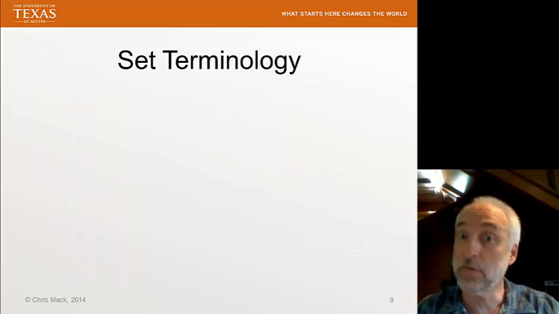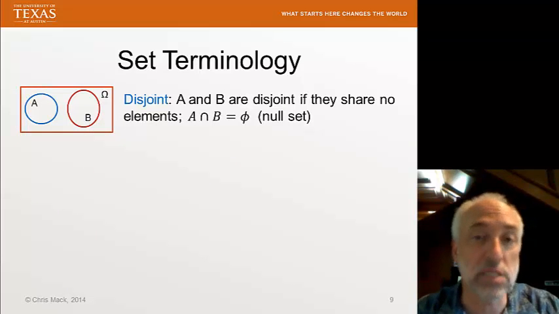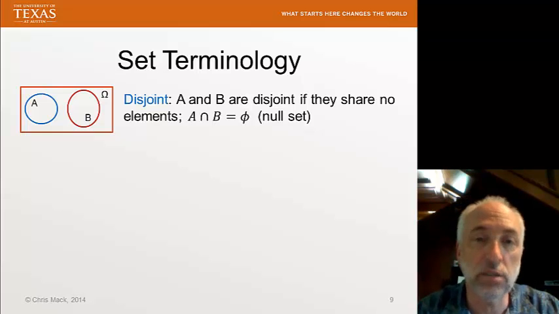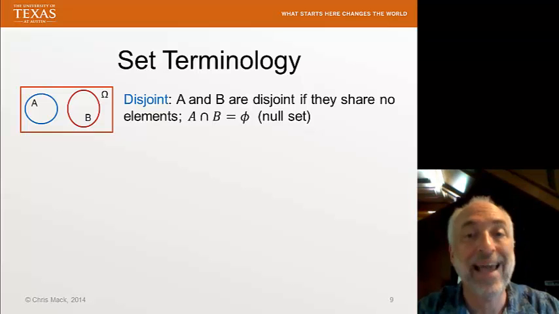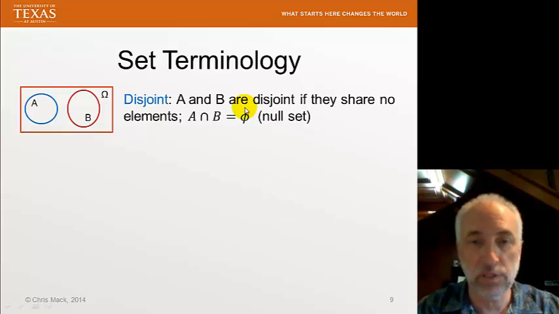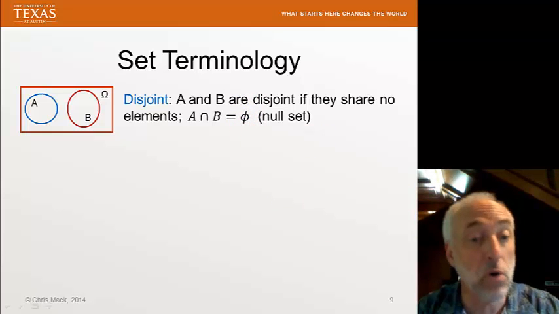Now, there's some other terminology we use in sets that will be very useful. Disjoint sets are sets that have no intersection. So if A and B are disjoint, they share no elements whatsoever. In other words, A intersect B is the null set. Let me use this symbol here to represent the null set, a set with no elements.